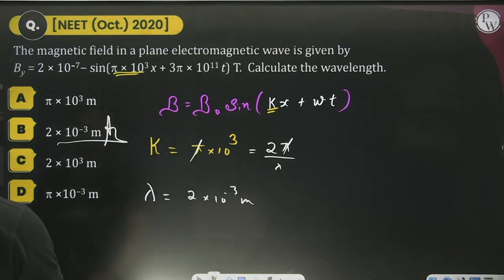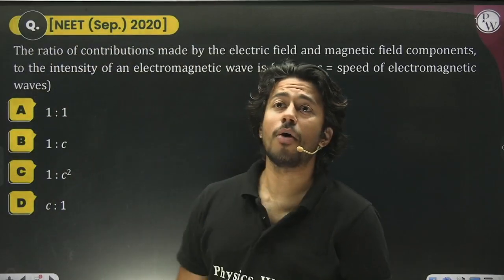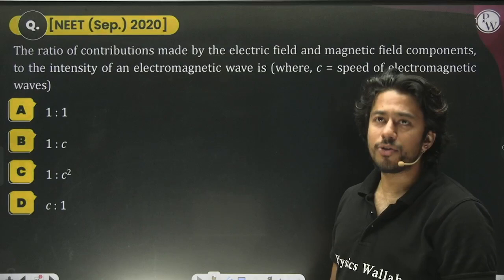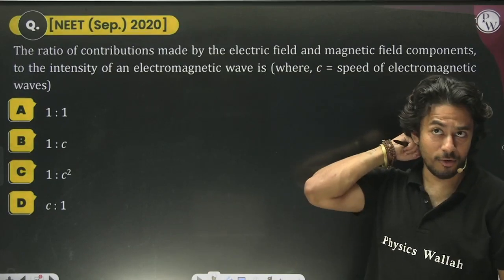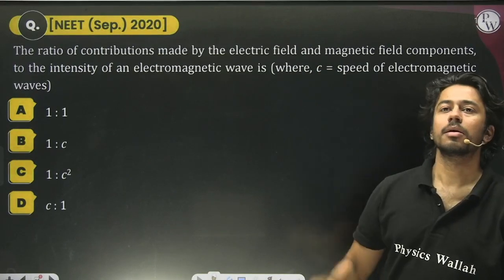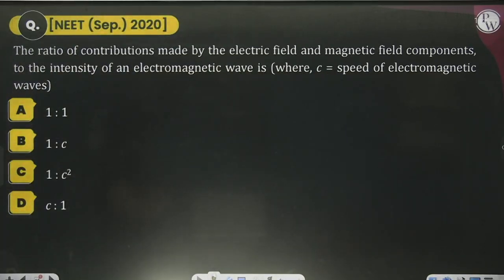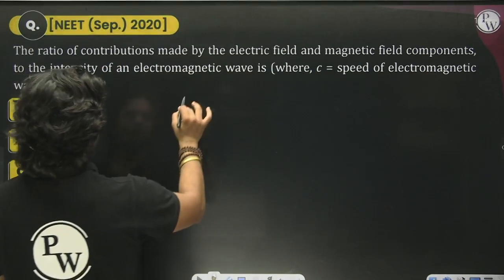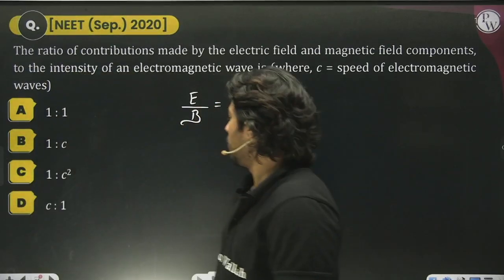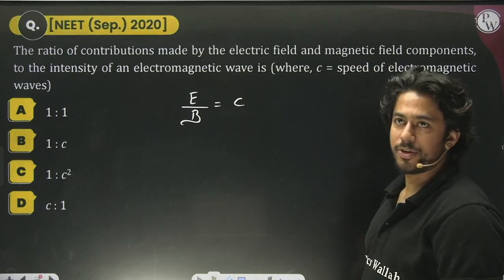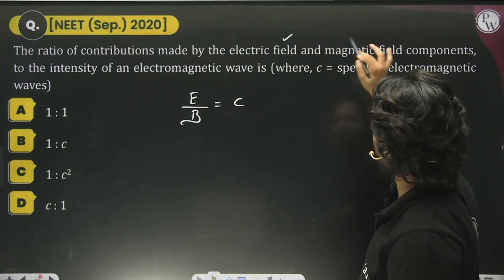Let's take the discussion ahead. The next question coming in front of you is this. Read the question. The ratio of contributions made by the electric and magnetic field components to the intensity of electromagnetic wave is. They are asking what's the ratio of the contribution made by the electric field and the magnetic field component. E by B equals C. This is the expression E equals BC, isn't it?